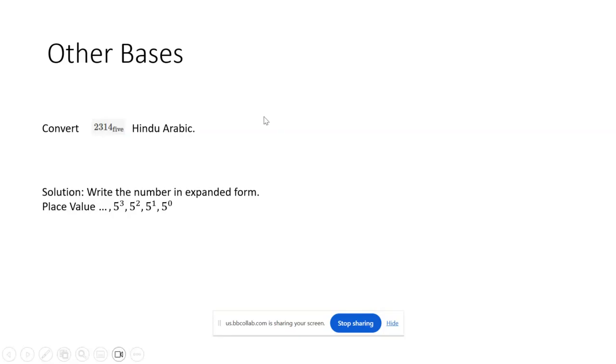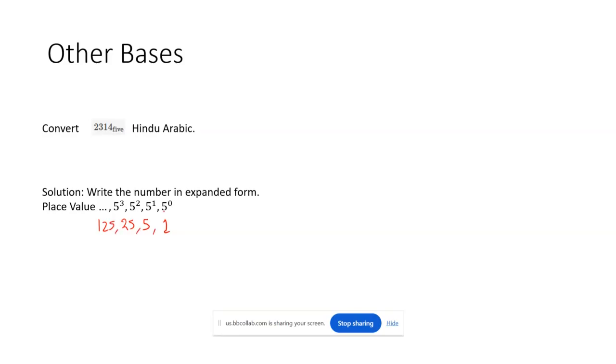So to know what this number is in base 5, I'm going to write the number in expanded form. To write it in expanded form, we need to know the place values. Anytime that you're using a base, you're going to start with the ones, which is 5 to the power 0. It doesn't matter what the base is, any number to the power 0 is always going to be 1. So this was 1, and then 5, 25, and 125.